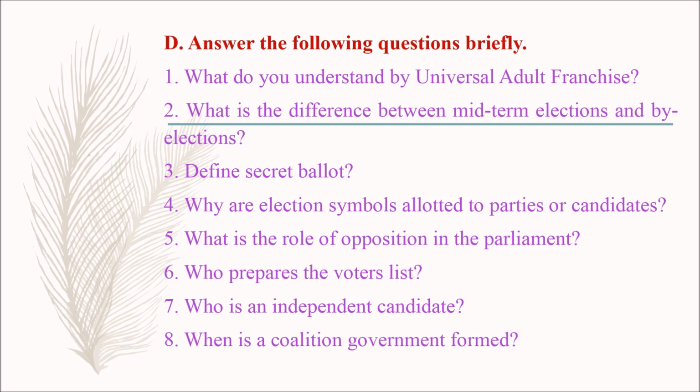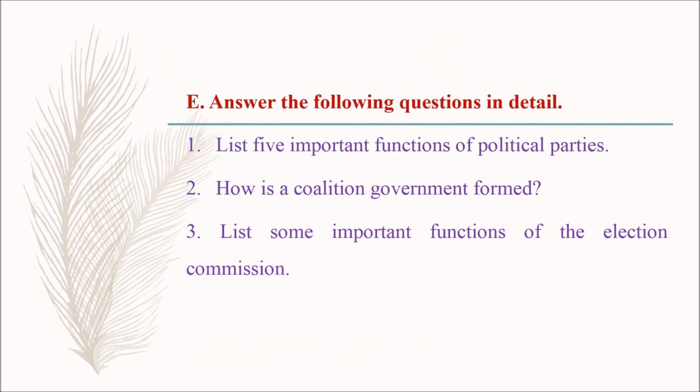Question number 6. Who prepares the voters list? Question number 7. Who is an independent candidate? Question number 8. When is a coalition government formed? Section E. Answer the following questions in detail.